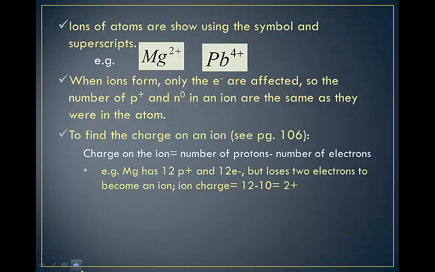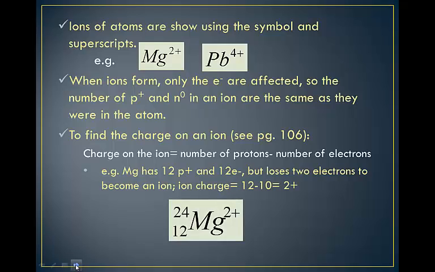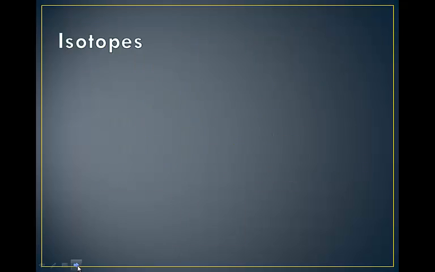So to find the charge on an ion, all we have to know is the difference between the number of protons and the number of electrons. Magnesium has, as a neutral atom, 12 protons and 12 electrons, but when it forms an ion, it loses 2 of those negative electrons, so it only has 10. Because of this, it has a charge of positive 2. And to write its complete ionic symbol, which has all the pieces of information that anyone would need.